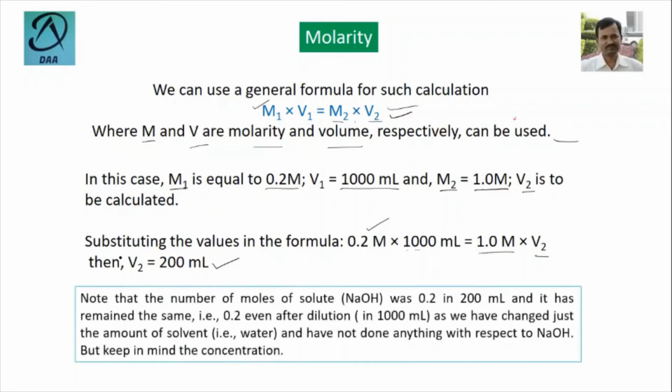Here you have to note that the number of moles of solute was 0.2 in 200 ml, and it has remained the same 0.2 even after the dilution, as we have changed just the amount of the solvent water and have not done anything with respect to the NaOH. And keep in mind this concentration.